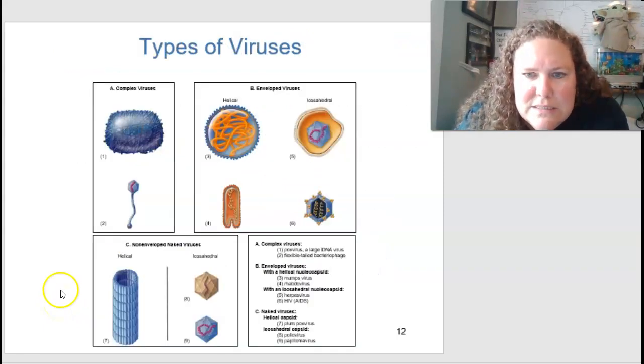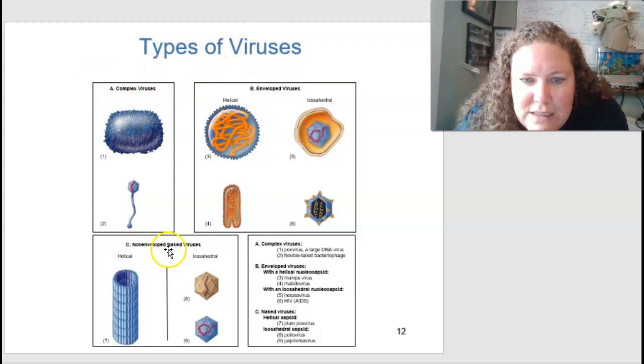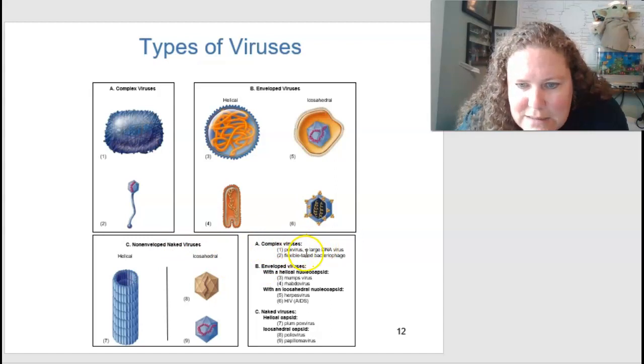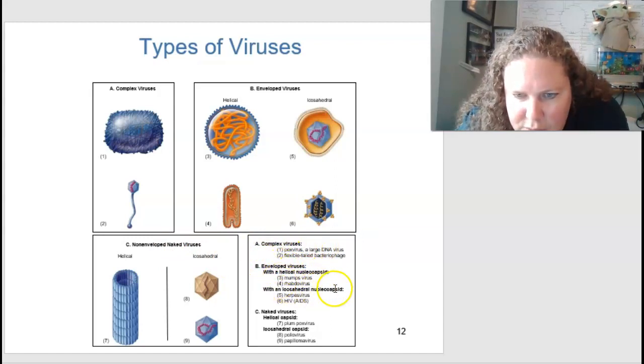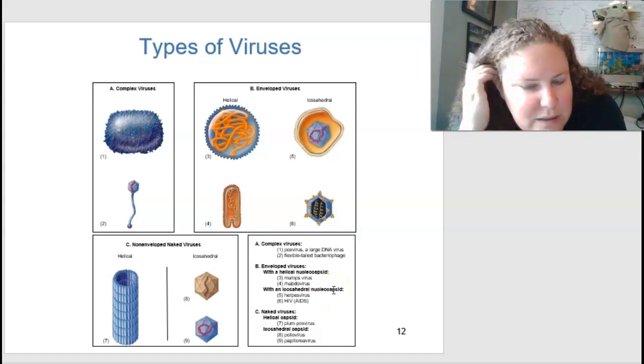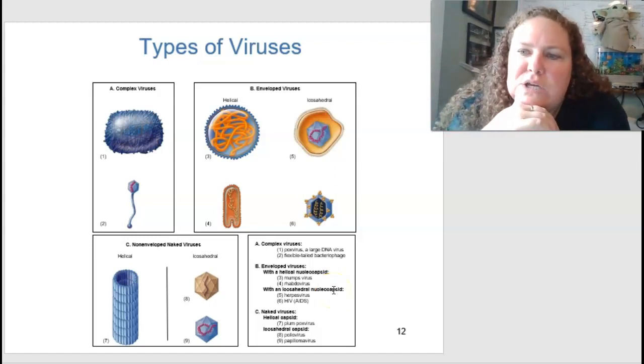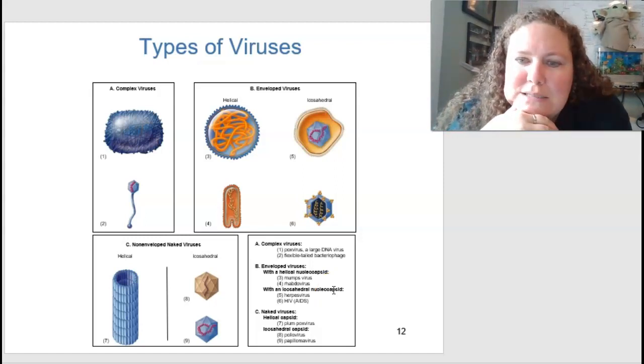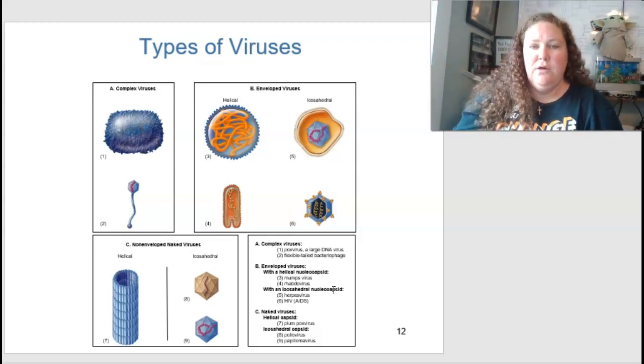So the types of viruses are summarized here, where we have those complex viruses, we have enveloped viruses, we have the non-enveloped viruses, naked viruses. Okay, and some examples of the complex would be the pox, right? Some of the enveloped would be, you know, these guys, right? I can't really read this very well. I'm sorry. So this is a figure that's in your book. Okay, but anyway, these are the types, and it's a very good summary for you.